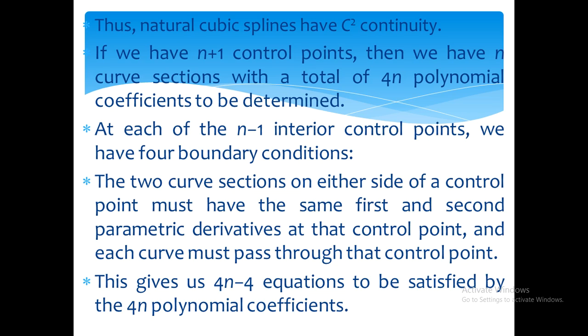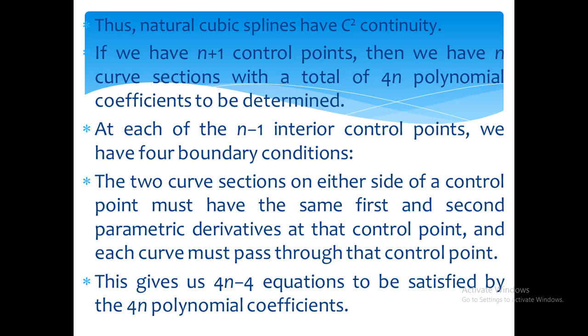Each piece has 4 coefficients, that is x has a, b, c, d, y has a, b, c, d, z has a, b, c, d. Then in total how many coefficients you have to calculate? 4 into n. You have to determine 4n coefficients.